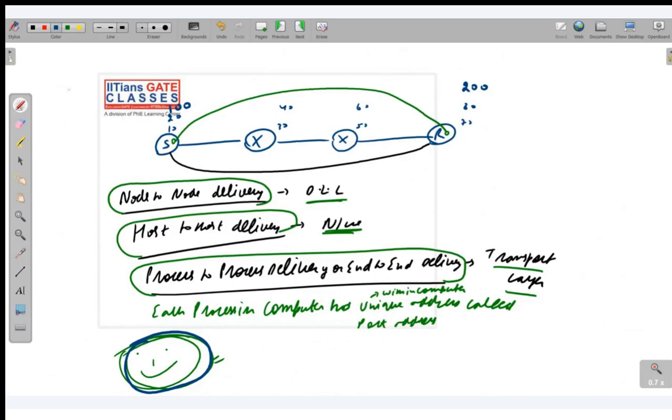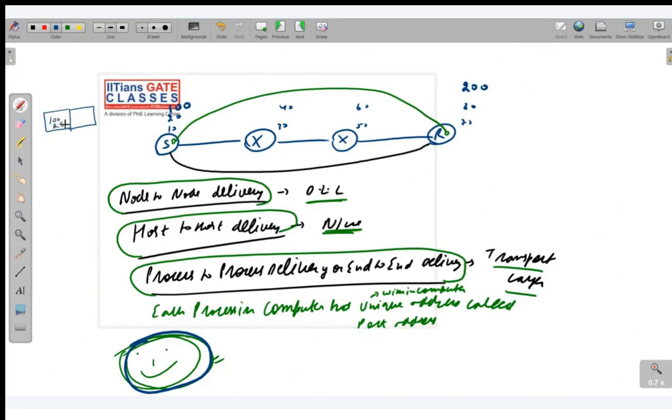To this application layer message, the transport layer will attach its header. What will be attached in that header? This was the message, and this header has been attached by the transport layer. The transport layer will add the port address of the process which is sending the data and the port address of the process which is receiving the data. So both the sending and receiving process port addresses are added here. Roughly, I'm writing 100 as well as 200.